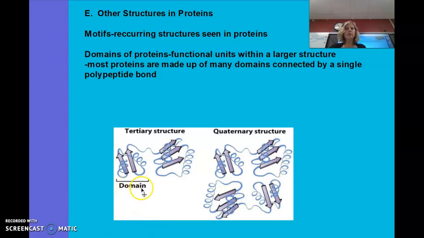So with this tertiary structure, we might see a domain that looks something like this, and then in a quaternary structure, these are connected by a single polypeptide bond between the domains, but we see lots of these domains bonded together and hooked together in that quaternary structure to form that complete protein.